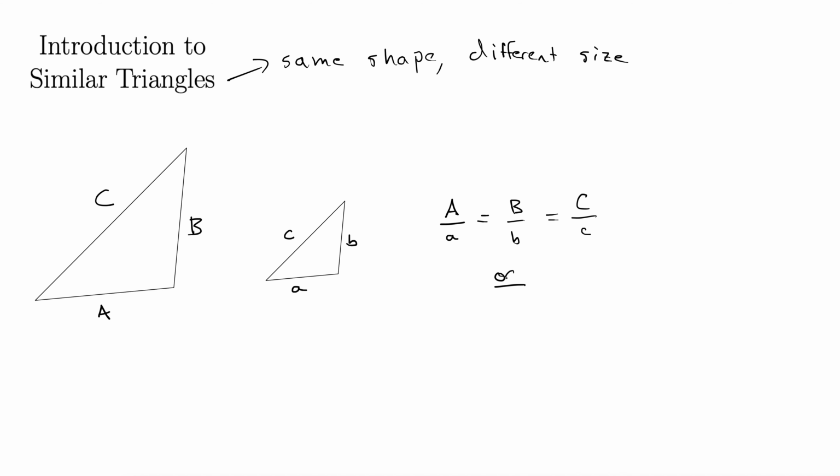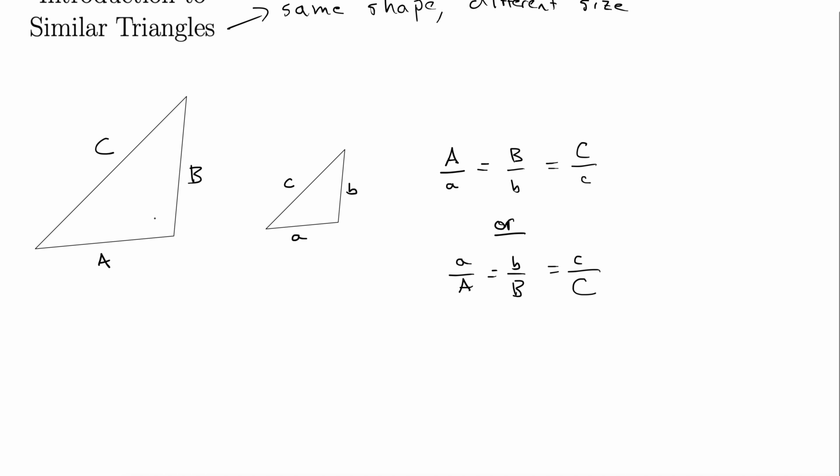Or you can go the other way: little a divided by big A is the same as little b divided by big B, which is the same as little c divided by big C. These two simple equations really have vast applications. Let's start with some easier ones just to get our feet wet with some of these ideas.